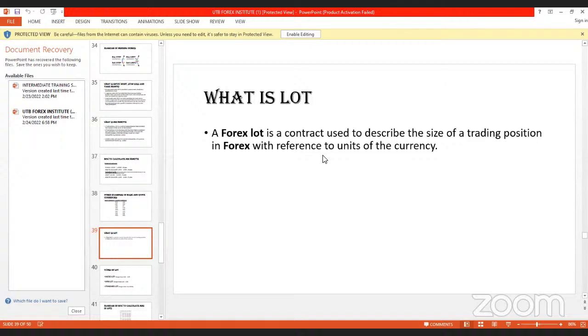Okay. So lot size is defined as a contract used to describe the size of a trading position, with reference to units of the currency. What we mean is that lot size is what defines the amount. You can call it the amount, the size, or the quantity of the asset you want to purchase.